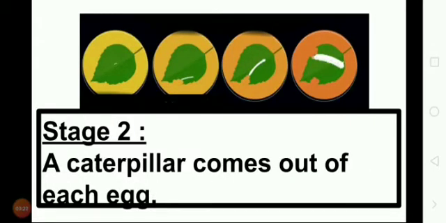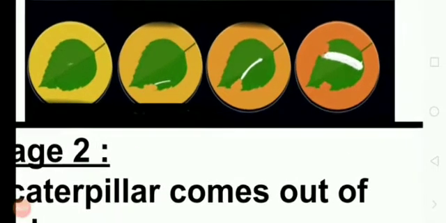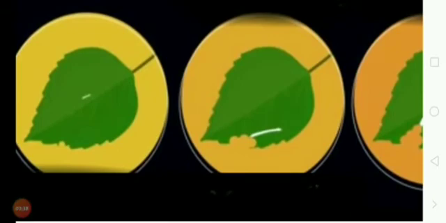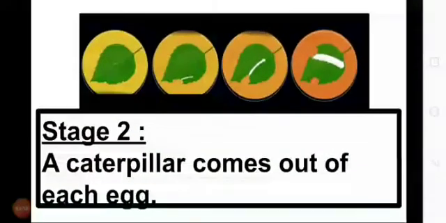Stage number 2, a caterpillar comes out of each egg. Just keep stage number 1 in your mind: the moth lays its eggs on the mulberry tree, and then from every egg a caterpillar comes out. This is how the caterpillar changes its size, and finally this is the big, actual size of the caterpillar that we get in stage 2.